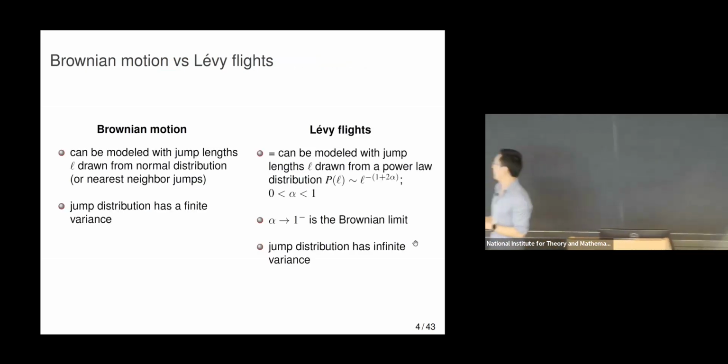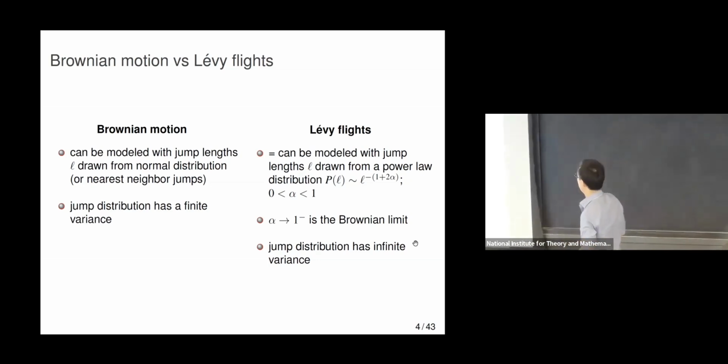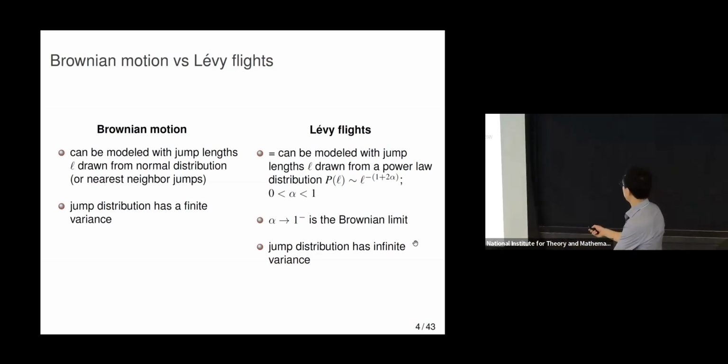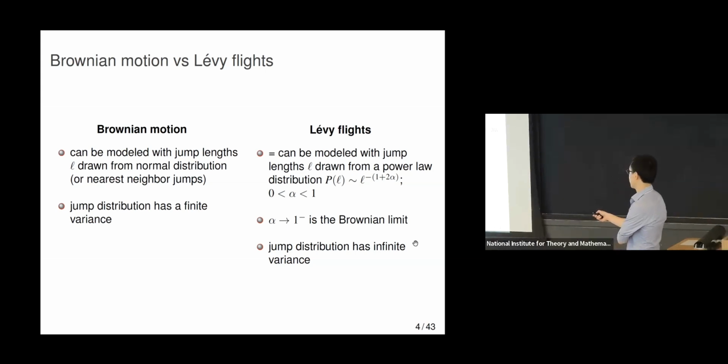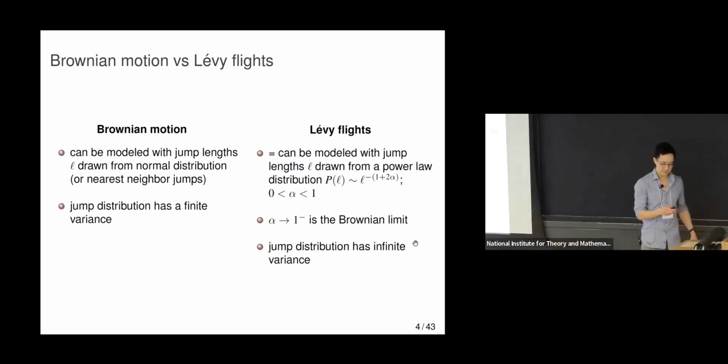So maybe I don't need the slide so much. I'll just emphasize that the convention I use is that the power law is length to the -1 + 2 alpha. So I have alpha between 0 and 1, with alpha being 1 the Brownian limit.